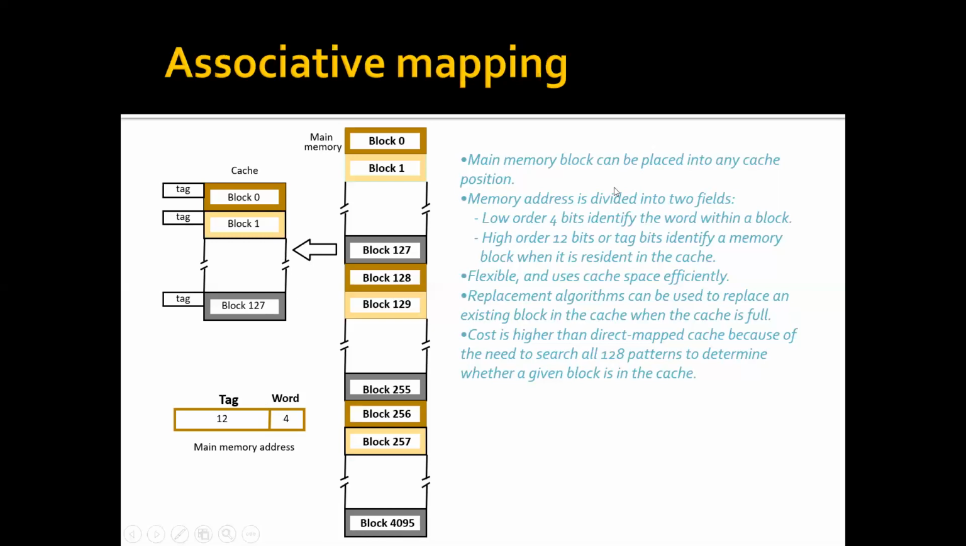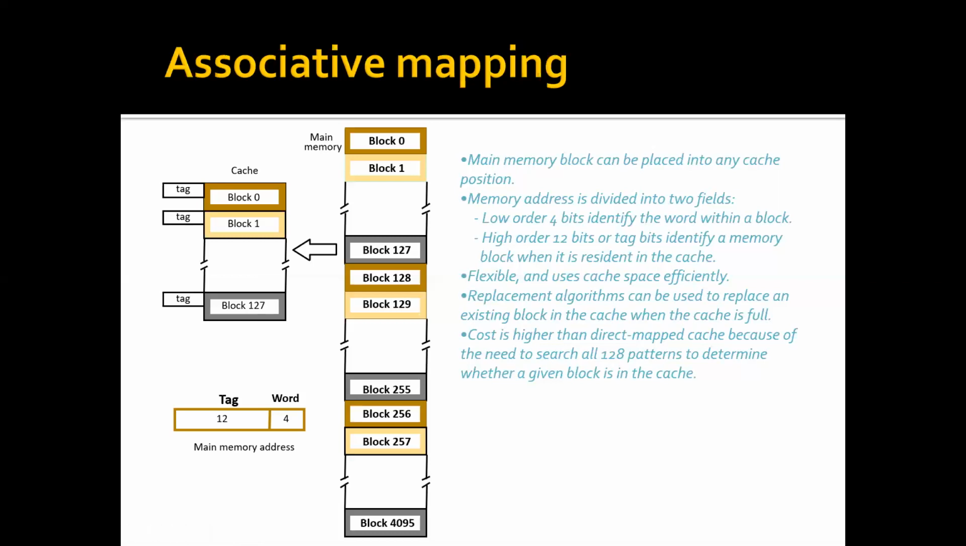So a main memory block can be placed into any cache position. The memory address is divided into 2 fields: this is the word field, and this is the tag field. This is flexible and uses cache space efficiently. Replacement algorithms can be used to replace an existing block in the cache when the cache is full. But what is the problem? The problem is in the searching.